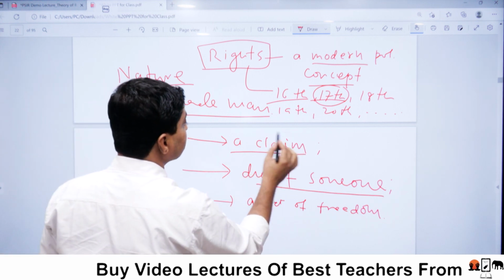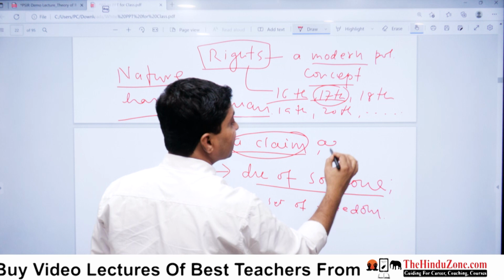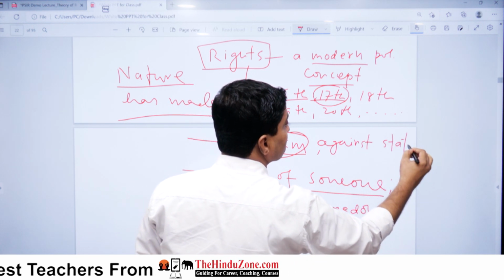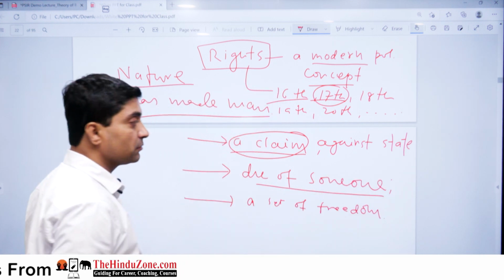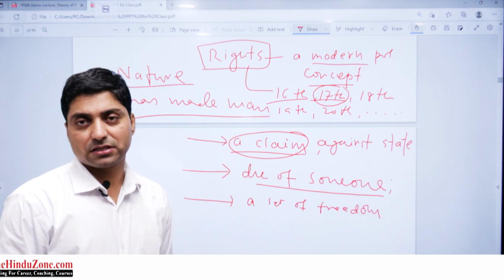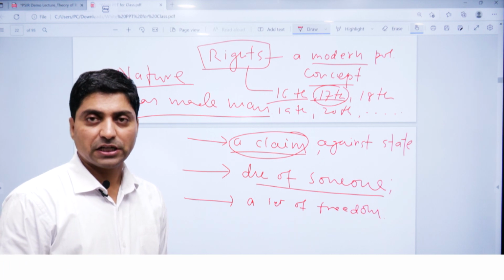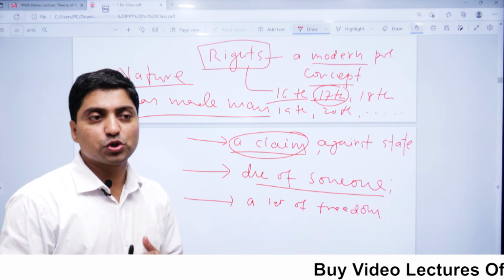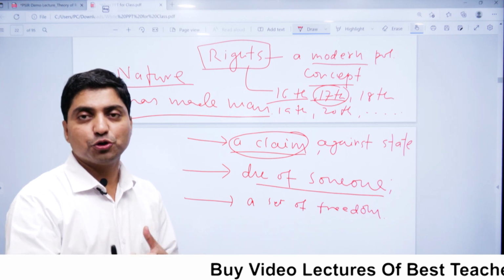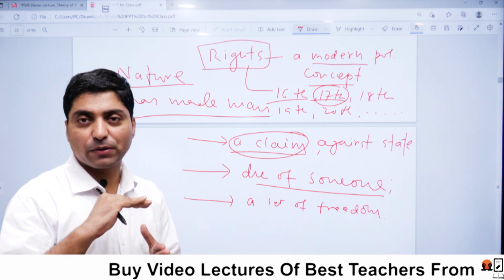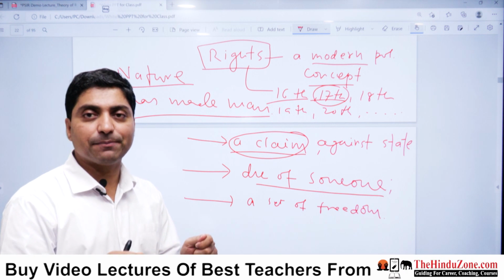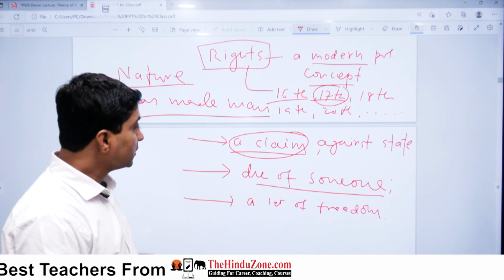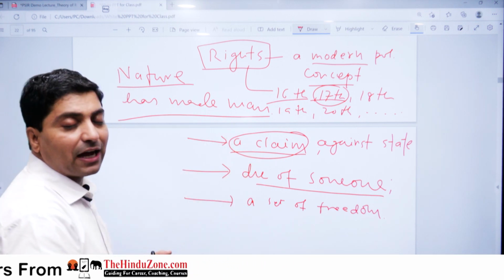Right is a claim. It may be a claim against the state, or maybe a claim against society. For example, in the case of right to marry, when you choose someone for your own marriage, it means you have claimed that yes, I can decide about my marriage, right to marry. So this is the idea about rights.